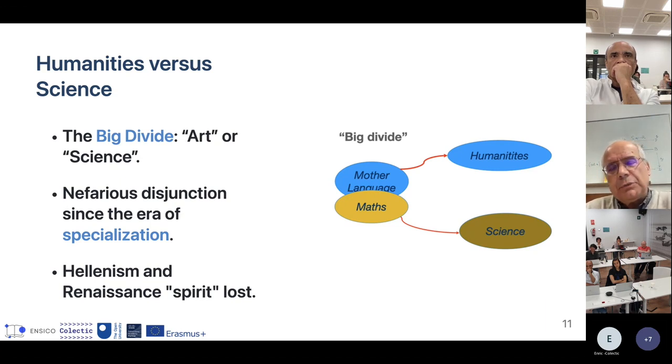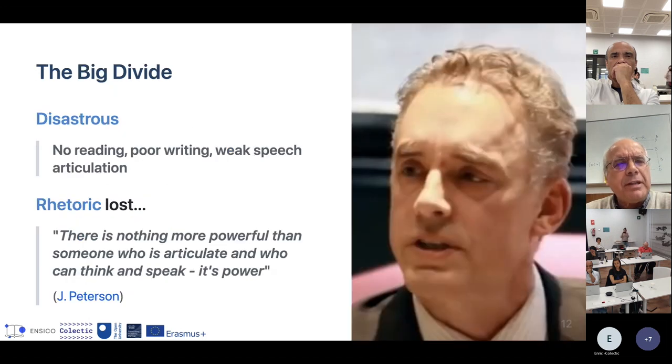It's a disjunction which has been happening since the era of specialization. I believe it was for pragmatic reasons. For instance, teaching Latin to a mechanical engineer is not very effective because machines don't speak Latin. And then this education started losing steam. And that meant that what we know from the Greek time, Hellenism and Renaissance, the Leonardo da Vincis, the Galileos, has disappeared. And now we are specialized bodies. We know very well particular areas of knowledge, but we don't have a breadth. We don't have a wide perspective on everything.